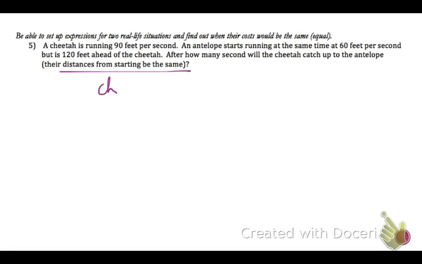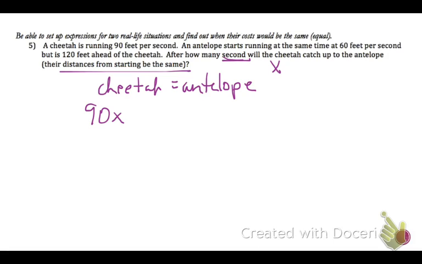So that means distance of the cheetah will equal distance of the antelope. So let's write a math expression for each of those distances. First of all, let's just figure out what we need to know. How many seconds? So we'll let that be our variable x. Cheetah is running 90 feet per second. So we can multiply that 90 by each second to tell how far the cheetah goes as time goes by. The antelope is 60 feet per second, but the antelope started 120 feet ahead.